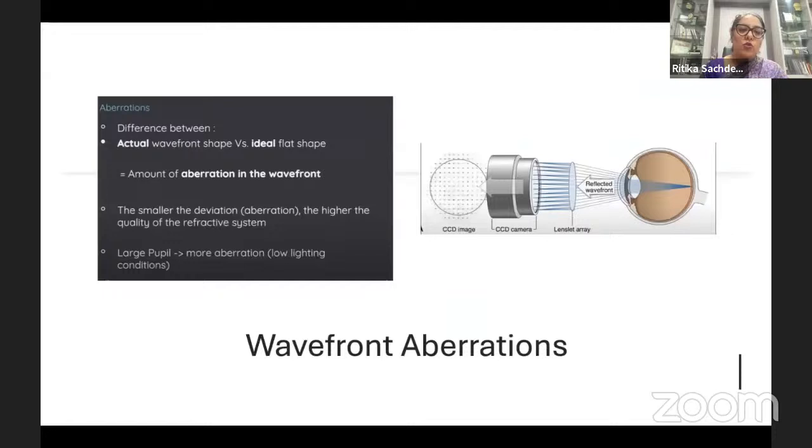So there are ways to basically quantify the aberrations by seeing the deviation of the actual wavefront shape from what would have been ideal, right? So this deviation is then measured as the wavefront aberration. We have all been told that all the halos and glares of refractive and multifocal patients worsen at night. That's because the larger the pupil, the more the aberration.